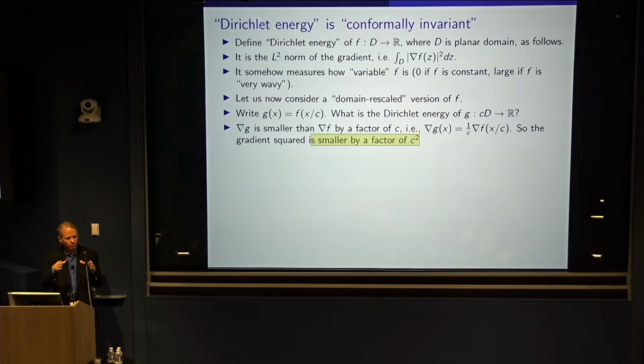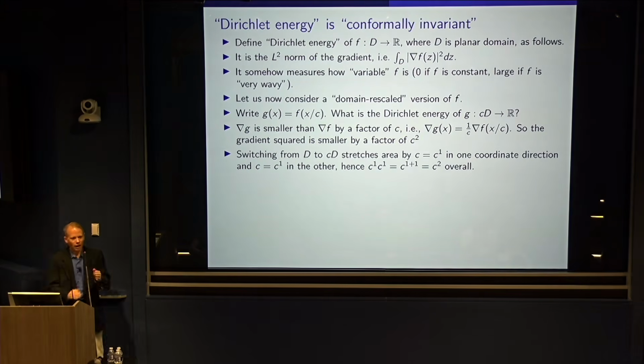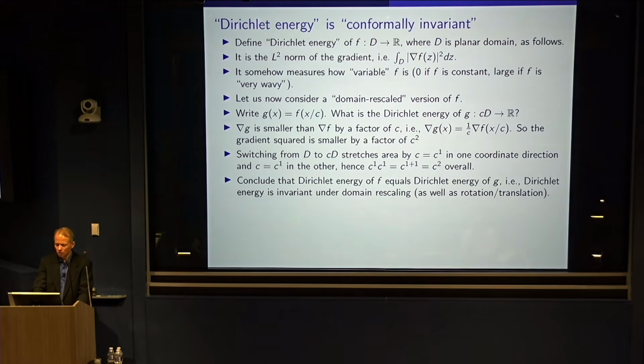Okay, but now what happens to the area when I stretch by a factor of c? Well, if you think about it, I stretch by c in one direction. That multiplies the area by c to the 1 power. I stretch by c in this direction. That also multiplies by c to the 1 power. When I do both of those, c to the 1 times c to the 1 is c to the 1 plus 1, which is c to the 2. Okay? So 1 plus 1 is 2. That tells me that these two effects exactly cancel each other out.